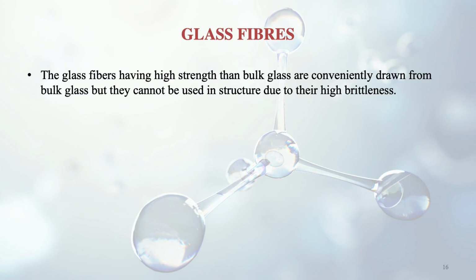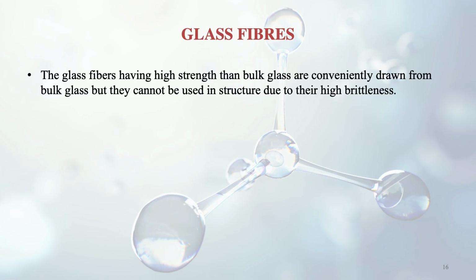So when we talk of composites and the fibers, first of all we start with the glass type of fibers, what all its properties are and where they are used. The glass fibers have higher strength than the bulk glass, and they can be conveniently drawn from the bulk glass which we use, but they cannot be used in structures due to their high brittleness. The glass is quite brittle, so they cannot be used in that form.